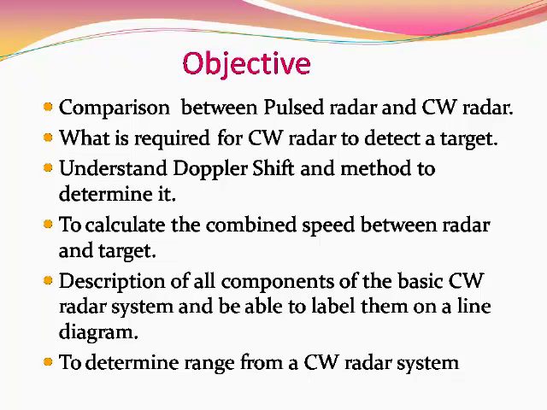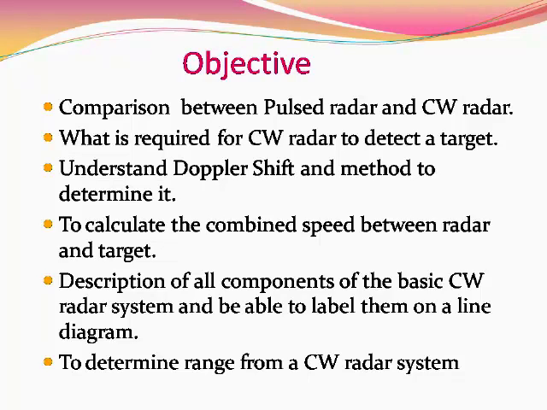Then we are going to find out what are the components of a basic CW radar system and understand their operations and characteristics. Finally, let us see how we can determine the range of a target using a CW radar. While discussing all these things, we also come across the applications of CW radar and its modified form, which we are going to see as frequency modulated continuous wave radar, or in short FMCW radar also.